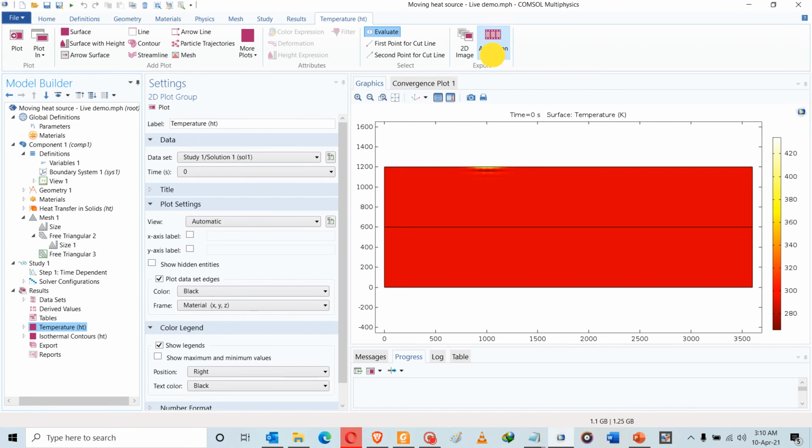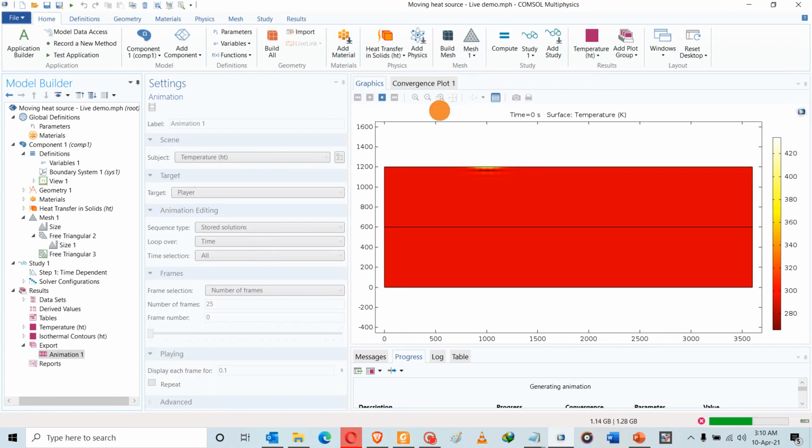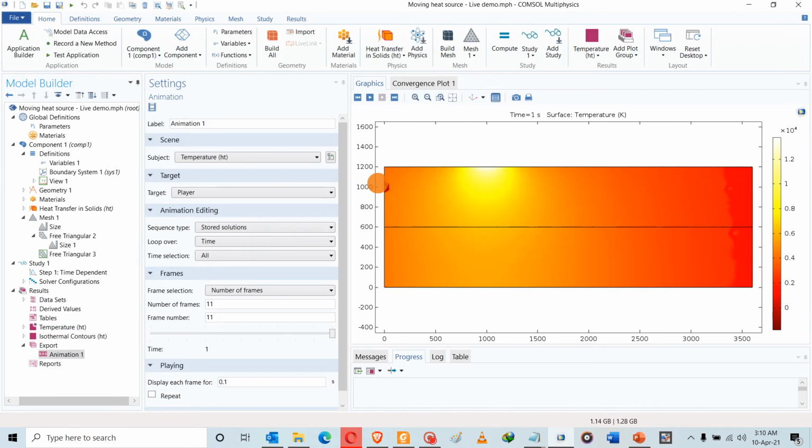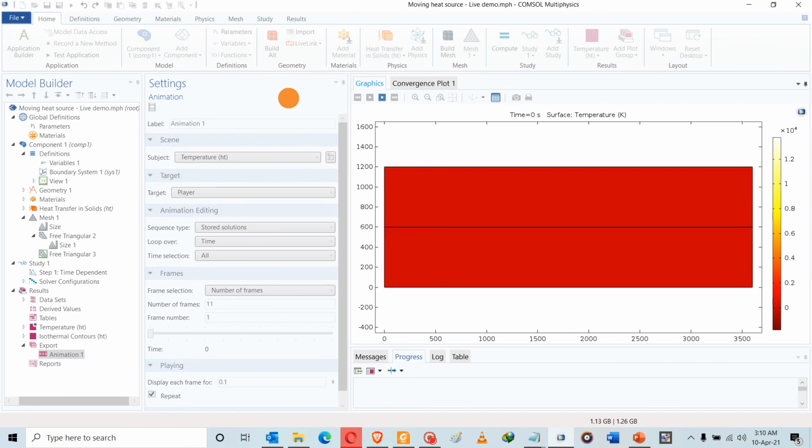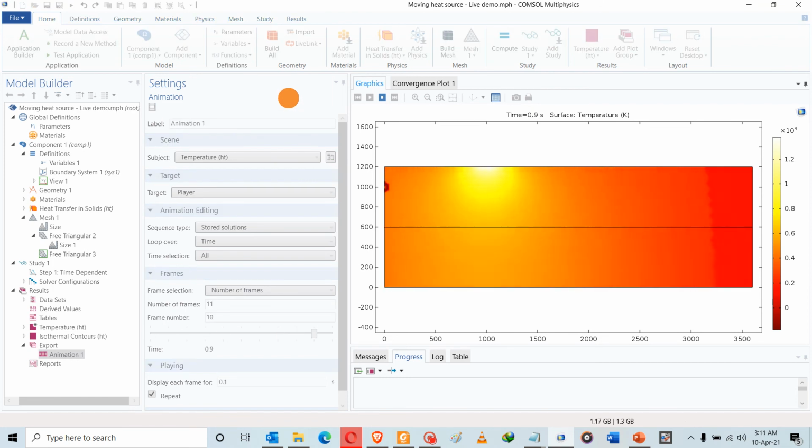I could make an animation here so that we can see what is happening. Let's put it on repeat and play it. So what is happening is that the beam is not pulsing. It is also not moving. However, it is at 1000 micron along the x-axis, obviously landing at the top of the surface.